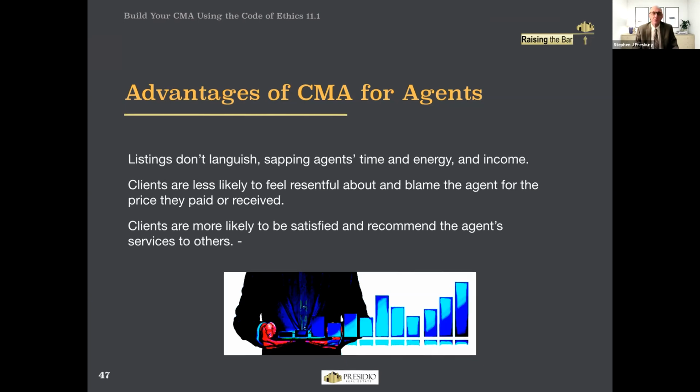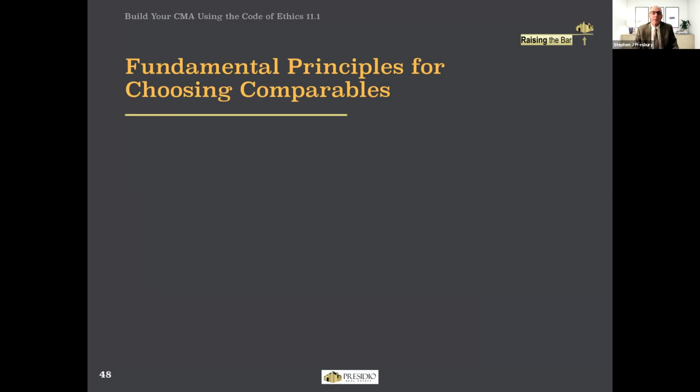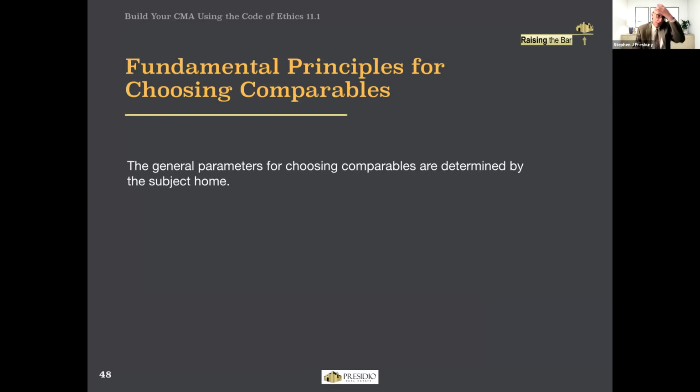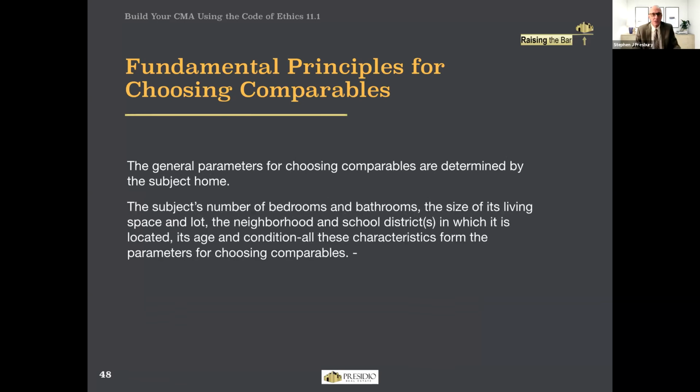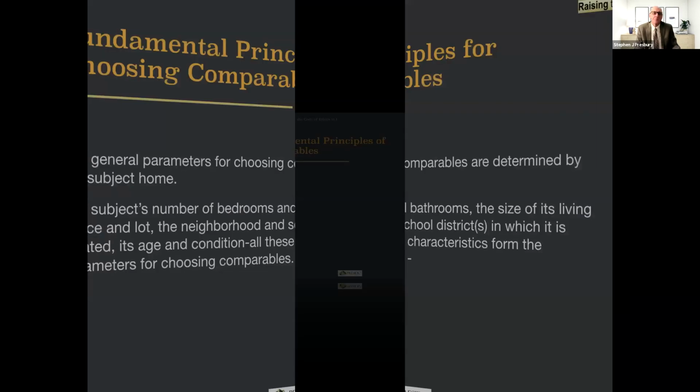Good. Let's move along, folks, and let's look at this part here. So general parameters for choosing comparables are determined by, obviously, the subject home, the subject's number of bedrooms and bathrooms, size of its living space and lot, the neighborhood, the school district in which they're located, its age, condition. All these characteristics form the parameters for choosing comparables. So let's have a little look at those.